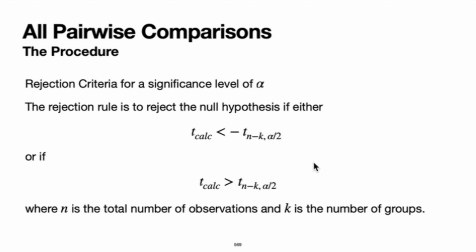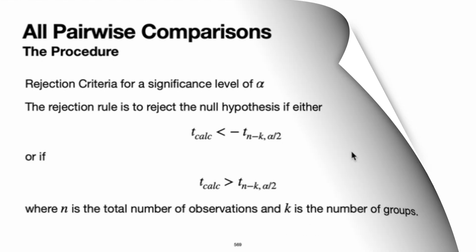if it's really big. Now remember that I said that the reference distribution is Student's t-distribution, and in particular it's Student's t-distribution with degrees of freedom equal to n minus k, where again n is the total number of observations and k is the number of groups.